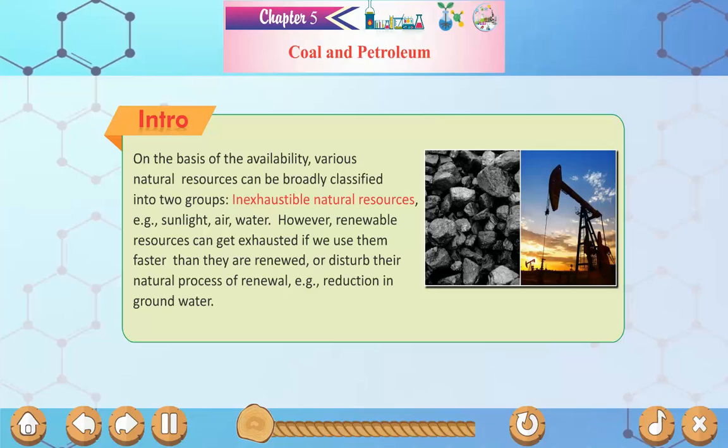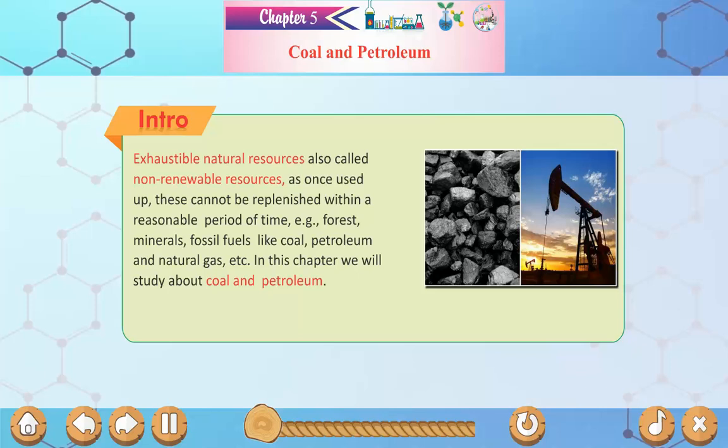Inexhaustible natural resources, for example sunlight, air, water. However, renewable resources can get exhausted if we use them faster than they are renewed or disturb their natural process of renewal. Example, reduction in groundwater.